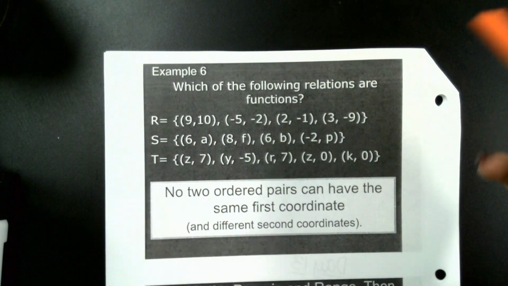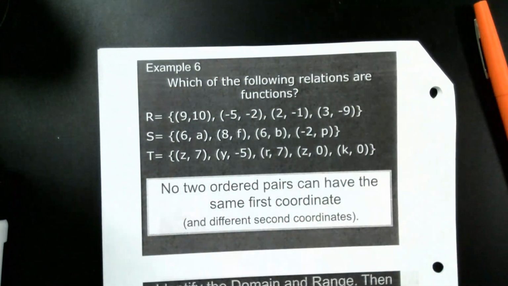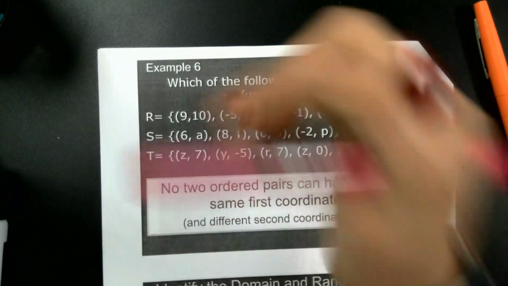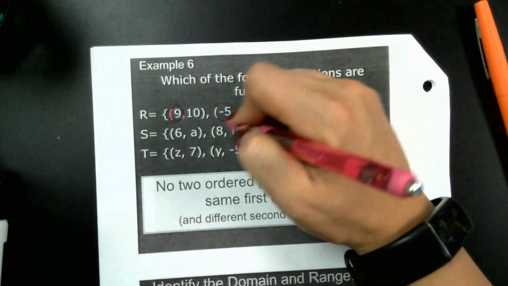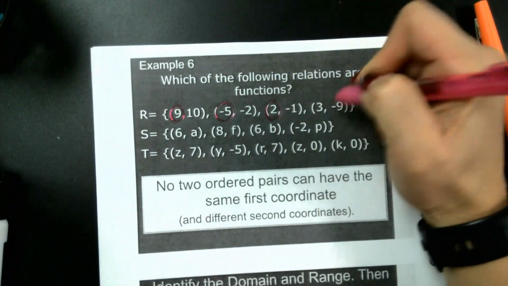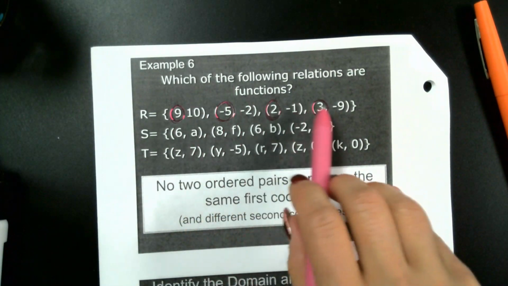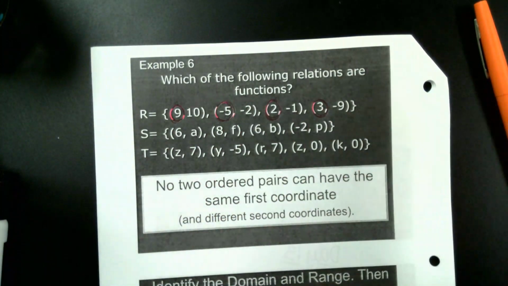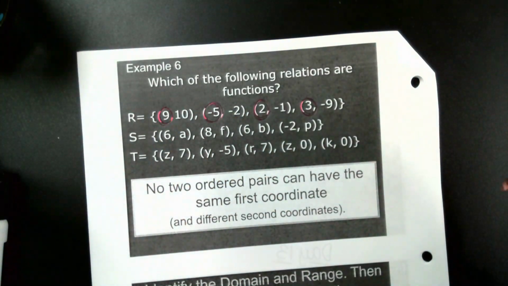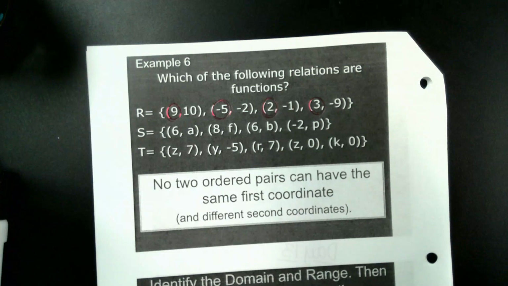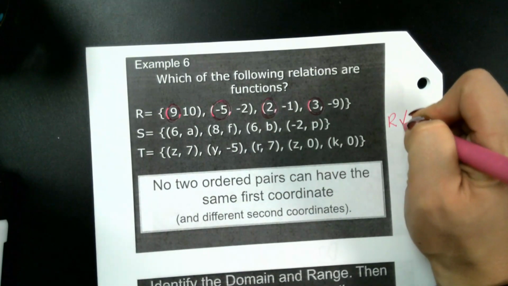So here's an example that says, which of the following relations are functions? What I would do is look at the x values first. All the ones that I'm circling, I have a 9, a -5, a 2, and a 3. Are they all different? As long as all of your x values are different, it's automatically a function. So R so far is good.